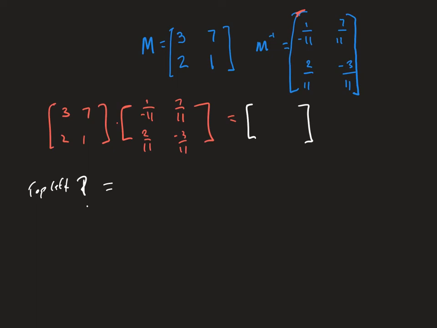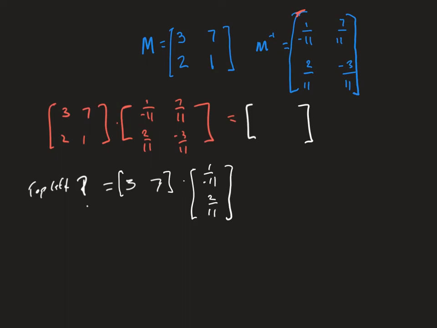So the top left entry of our 2 by 2 matrix equals the dot product of our first row times our first column. And that sounds complicated, but it's pretty simple. So we have 3, 7. Our first row of our first matrix is 3, 7. We call these vectors, but we don't need to go into that. So we have 3, 7, dot product, the first column, 1 over 11, minus 2 over 11.